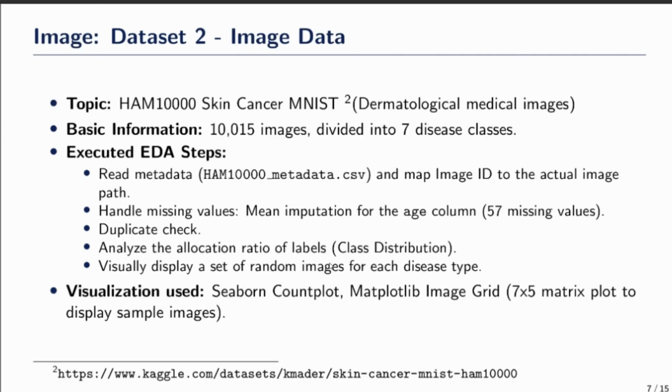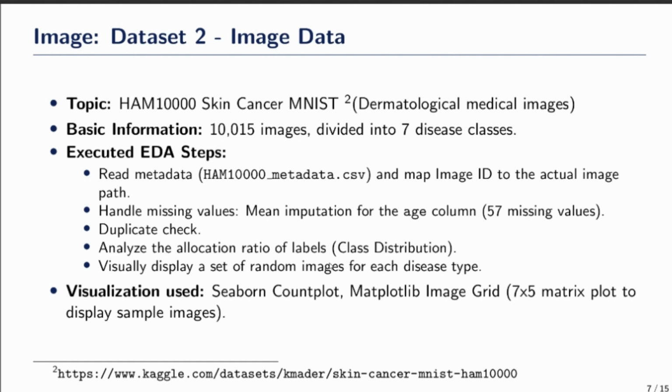We will move next to the second dataset, which is the 10,000 skin cancer images, with the link in the footnote. The basic information is that we have over 10,000 images, which are divided into 10 disease classes. The EDA steps will be reading the metadata and mapping the image ID to the actual image path. And also we will handle missing values, with imputation for the age column, which has 57 missing values.